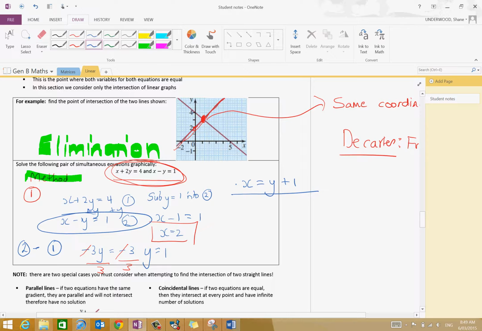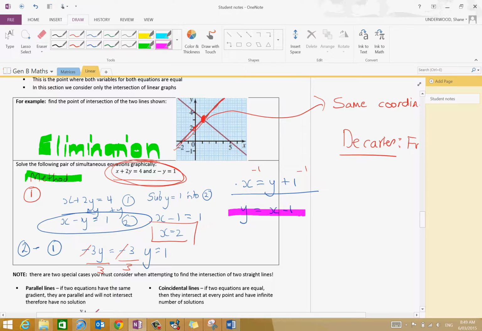Okay, and then what can I do? I want to get y in terms of x, so what do I do to both sides? I subtract 1 from both sides. So therefore, I've got y is equal to x subtract 1.